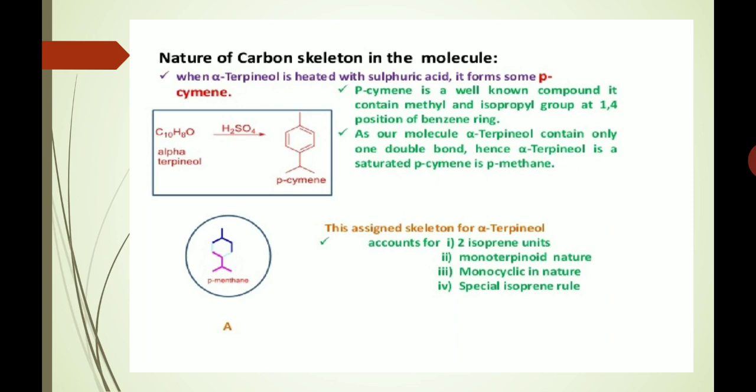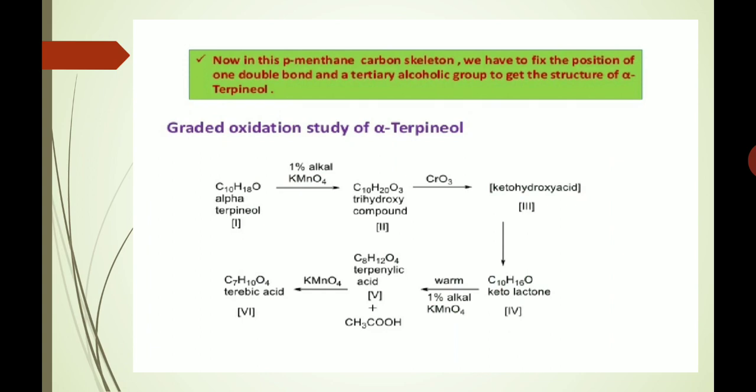Now, we can see that the carbon skeleton of alpha terpineol is that of para-cymene. So, this assigned skeleton of alpha terpineol accounts for 2 isoprene units, monoterpenoid nature, monocyclic nature, and the special isoprene rule, that is, 2 isoprene units are joined in head to tail fashion. Now, in this paramenthane carbon skeleton, we have to fix the position of one double bond and a tertiary alcoholic group, as we have proved earlier, to get the structure of alpha terpineol.